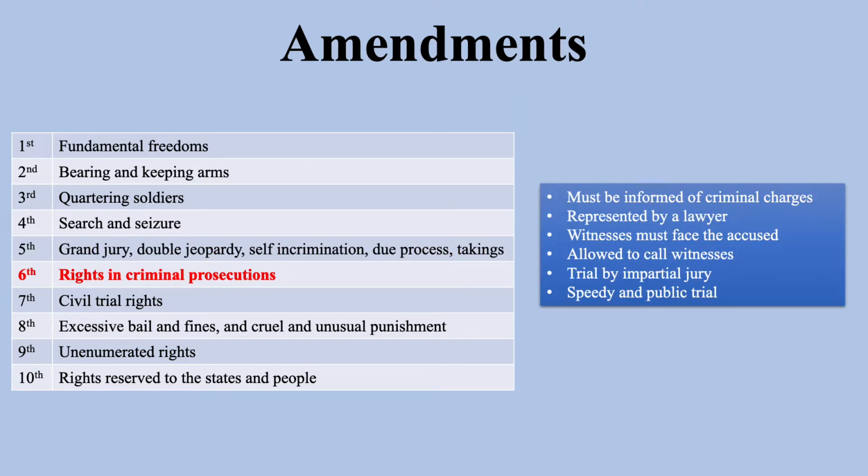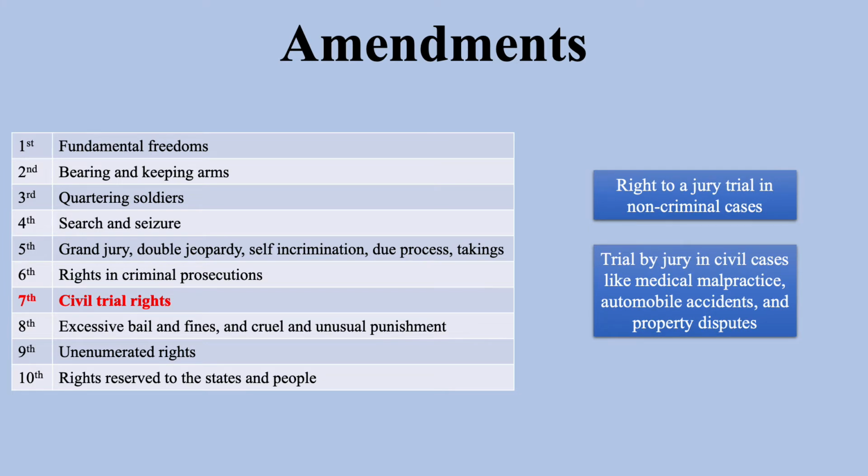The Sixth Amendment provides further protections to those accused of crimes, including: 1. They must be informed of criminal charges against them. 2. They have the right to be represented by a lawyer. 3. They can require witnesses to publicly testify in court. 4. They can call their own witnesses. 5. They have a right to a trial by an impartial jury. And 6. They have the right to have a speedy public trial.